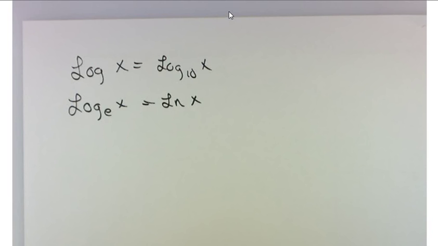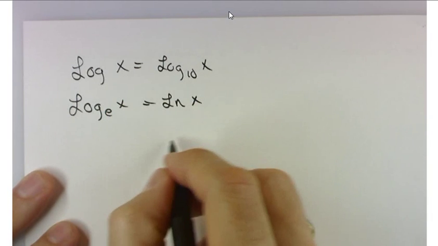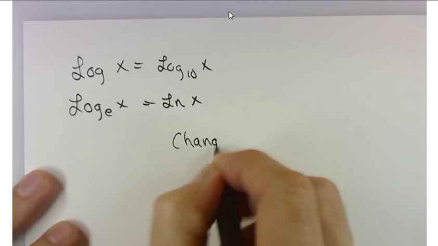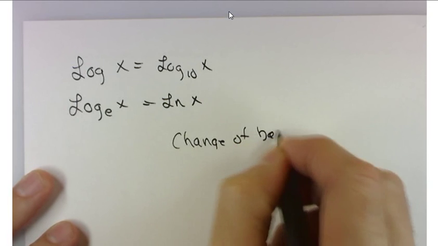But earlier we dealt with log base 6 of something. Log base 6 of 36. How do you calculate things when you don't have that on your calculator? There's what's called a change of base formula.